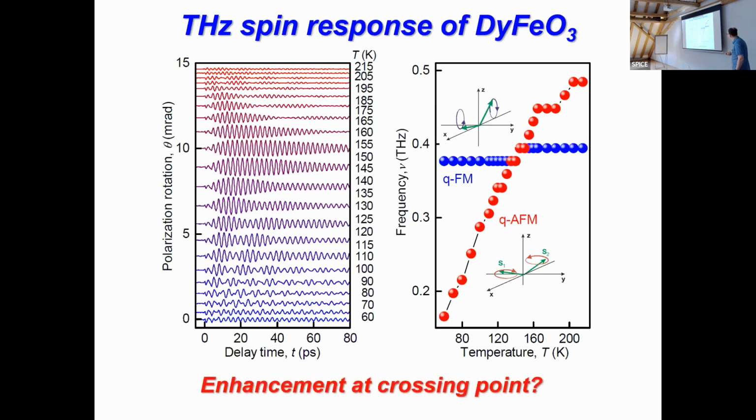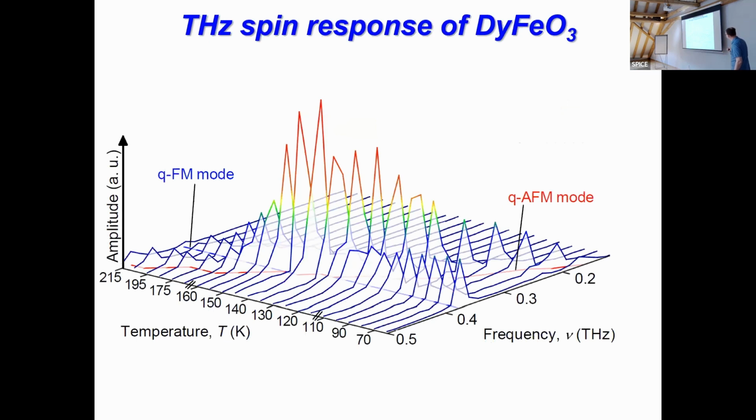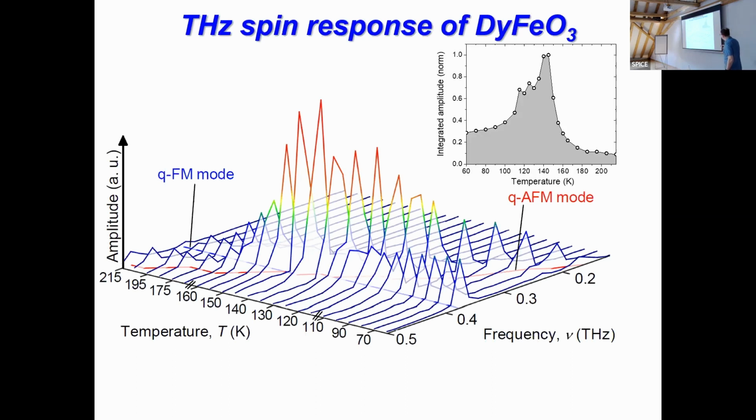It becomes even more apparent if we look into the spectral amplitudes of these modes. On this chart, you see how the spectral peaks evolve with the temperature, and as you may notice, as the frequencies cross each other, the amplitude clearly is not just the sum of the amplitudes of the modes taken separately. So I can even integrate the spectral weight and plot it as a function of temperature. Here you can clearly see the peak.